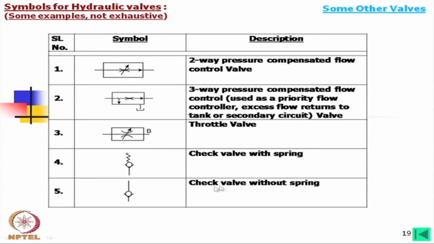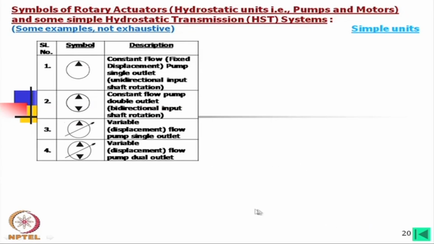The check valve with spring, check valve without spring, which I have shown earlier also. Now we come to the pump. In this pump, what we find is a circle and a triangle inside which is completely filled in. This is a constant flow fixed displacement pump, single outlet, unidirectional input shaft rotation, and with this one we have not shown the shaft, it is not always necessary.